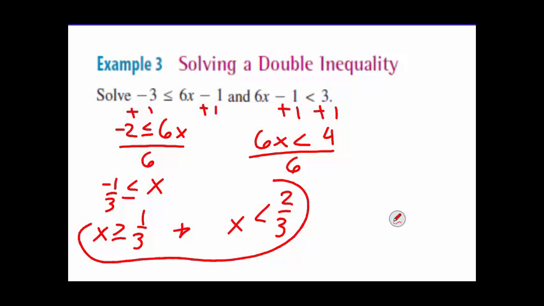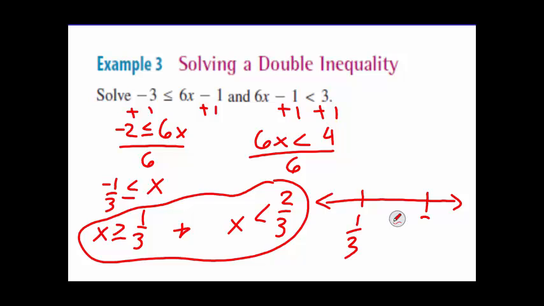Alright, so now we've got our two values here. So if we're going to put these on a number line, we'd have a closed circle at 1/3, an open circle at 2/3, and we would shade in the middle because 1/3 is greater than or equal to, and 2/3 is less than. Pretty straightforward so far.